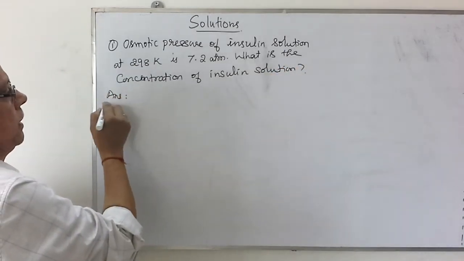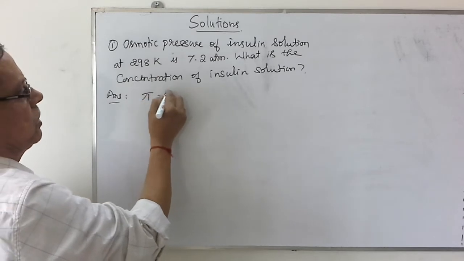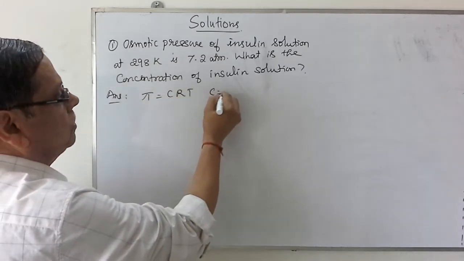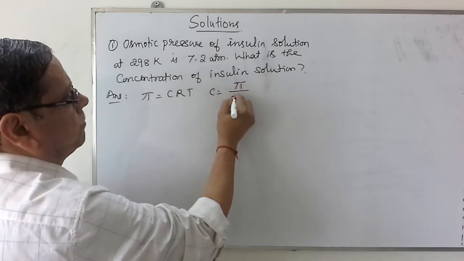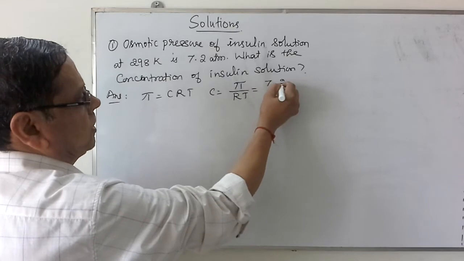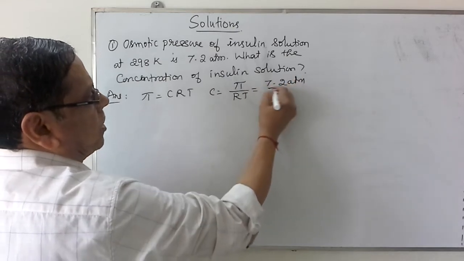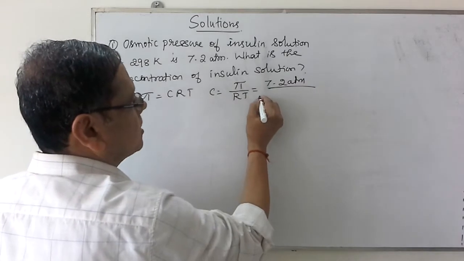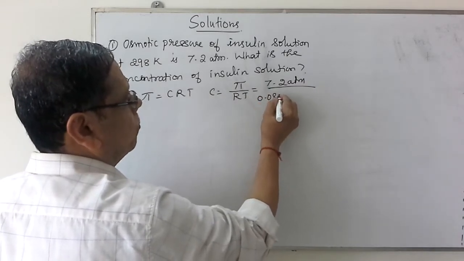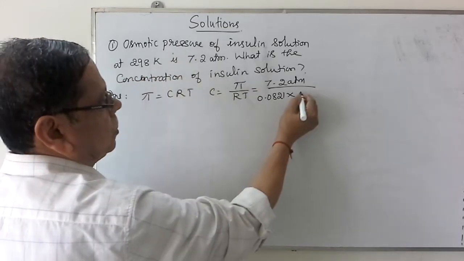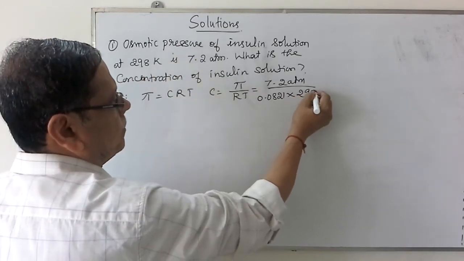The equation to be used is pi is equal to CRT. Therefore, C is equal to pi by RT. Here pi is given as 7.2 atmospheres. Therefore, R should be used in liter atmosphere per Kelvin per mole. It is 0.0821 and the temperature is 298.